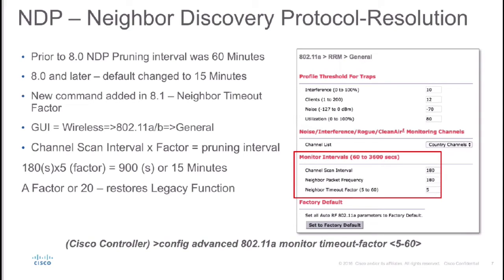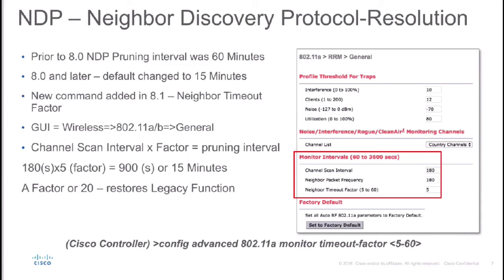What tends to happen in a busy environment is that NDP gets missed, or it gets collided, or it's not received due to RF conditions. In that case, you've got no option but to extend the buffer for how long we consider a neighbor valid, right? The downside to that, particularly where you'll see it, is in Prime. If you have a predictive heat map, Prime is going to hold that predictive heat map for that AP until it times out of the NDP pruning timer. So that's why it was moved back to 15 minutes.